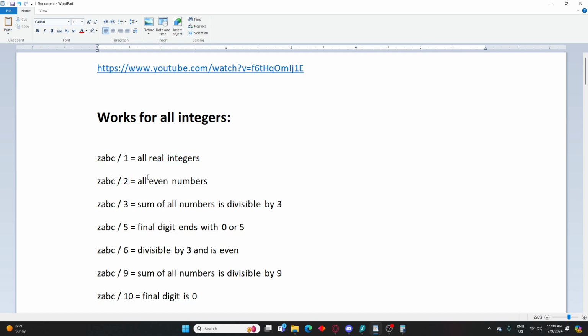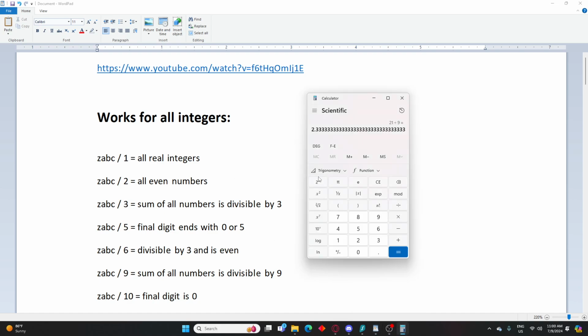ZABC divided by 2 is all even numbers. Technically even integers, but you know what I mean. Saying even integers is kind of redundant, because if it's even, it has to be divisible by 2. That's the definition. So whatever the number is, if it ends with an 8, which is divisible by 2, then when I divide it, it is going to be a whole number. So there you go.